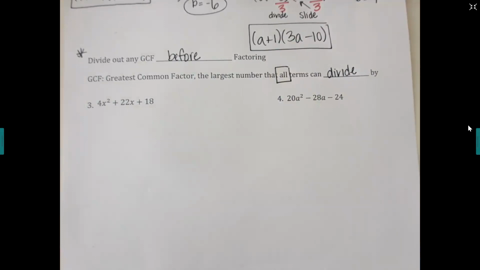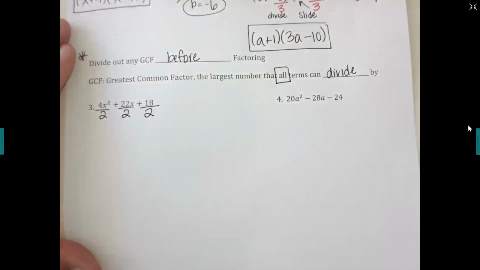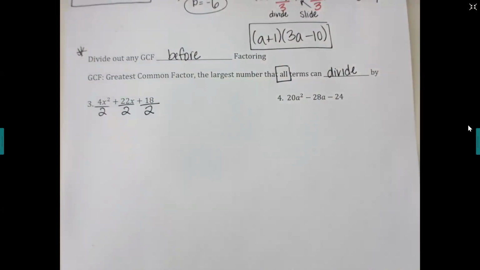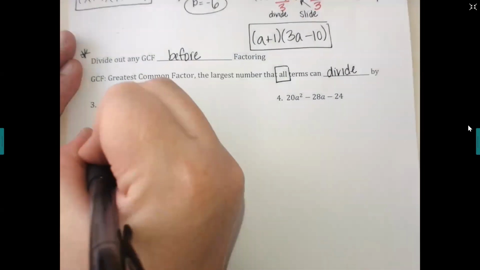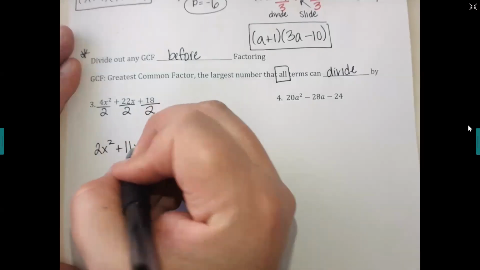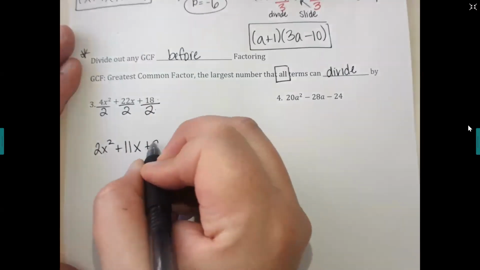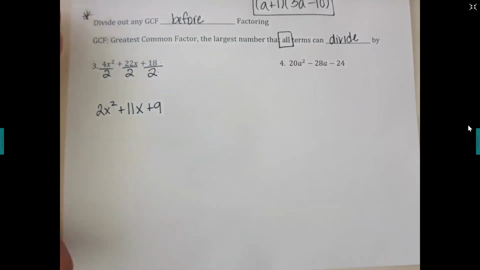So look at number 3. What number can all of these divide by? Are they all even? Then what can they all divide by? 2. But every single number, the A, the B, and the C have to be able to divide. So I'm gonna put right here, divide by 2, divide by 2, divide by 2. So what is my 4x squared now? Divide them. 2x squared. What is my 22x in the middle now if I divide it by 2? 11x. And then 18 divided by 2 here is a plus 9. Okay, so we divided the 2 out first because everybody could divide. Now we're ready to do our ABC.